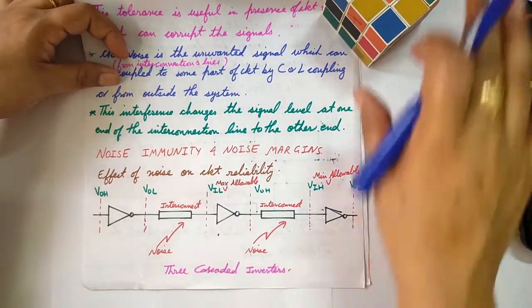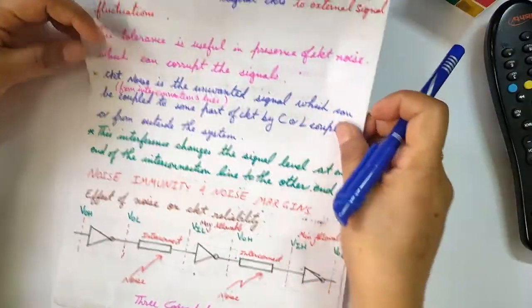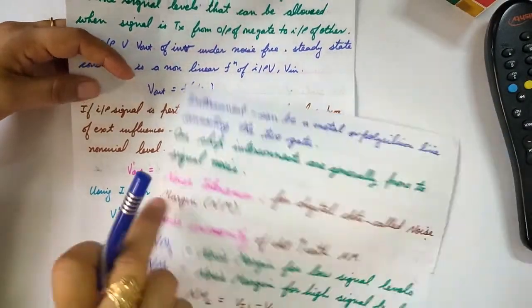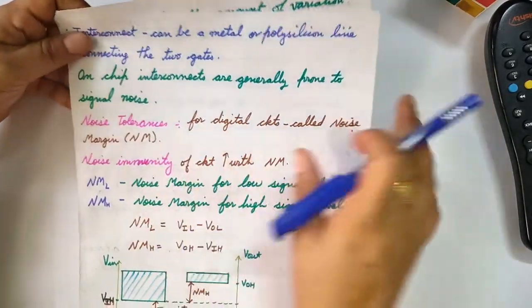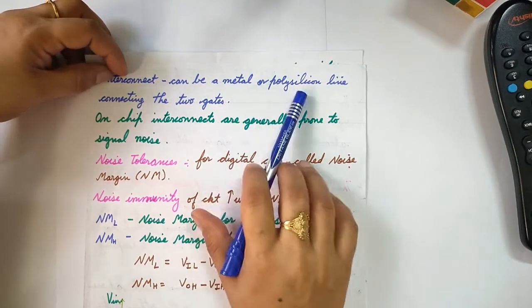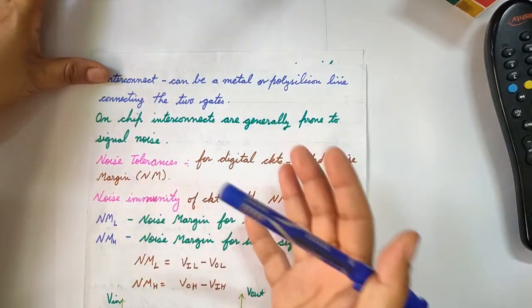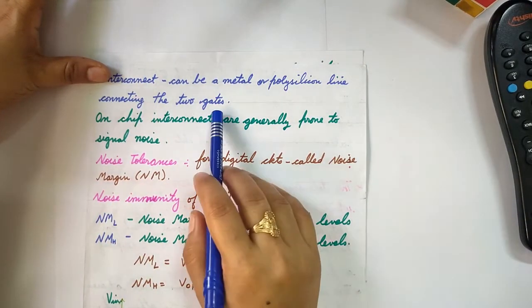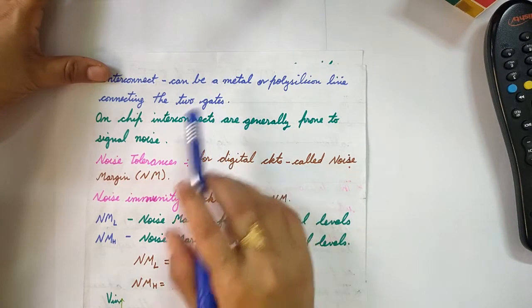Now I'll move into detail and tell you what all this is, but before that, let's understand these terms, and I'll do it very quickly. I just told you what these interconnects are made of. They can be metal or polysilicon lines, and they connect two gates. Gates basically means the devices which are fabricated on the chip.